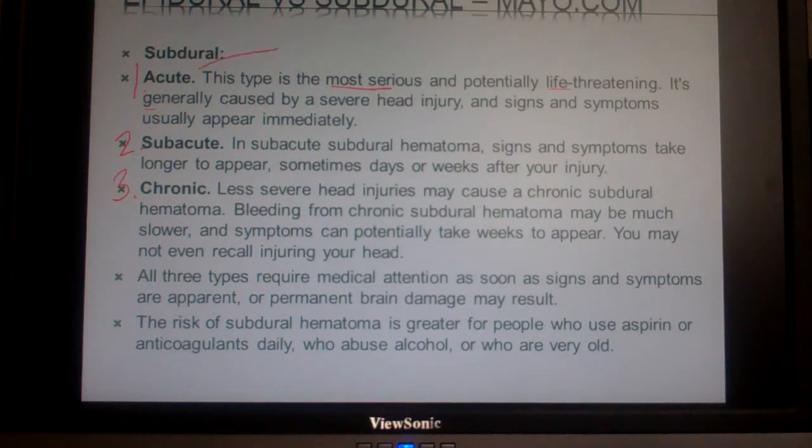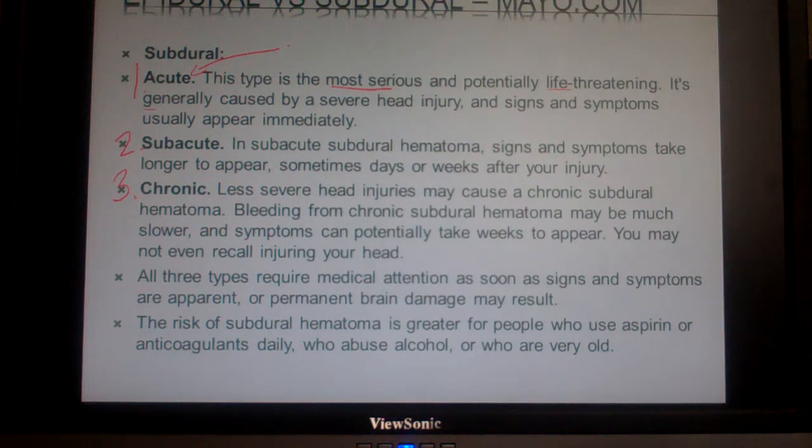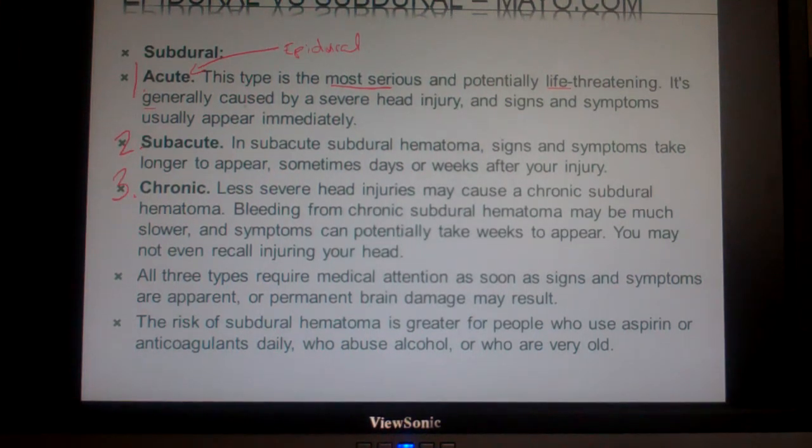So this acute subdural hematoma looks a lot like that epidural, doesn't it? So the epidural and the acute subdural actually look a lot alike. They're both very serious. They're both life-threatening. They happen really fast. Okay? Pretty bad head trauma usually. Subacute, okay? Signs and symptoms, they take longer to appear, sometimes days or weeks after injury.